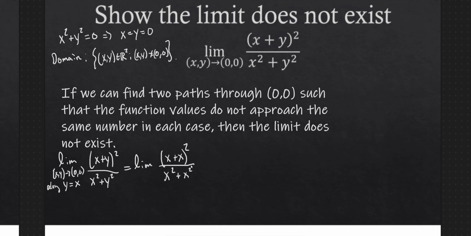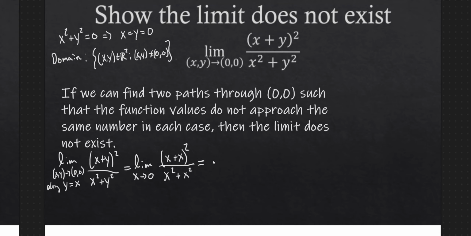Now I do have to think for a second, how do I get to the origin along the line y equals x? Well, if I let x go to 0, then y will go to 0, and (x, y) will go to (0, 0). So here I want to send x to 0. I have to do a little bit of thinking there to make sure that this limit as x goes to 0 implies that the point goes to the origin, our original limit.